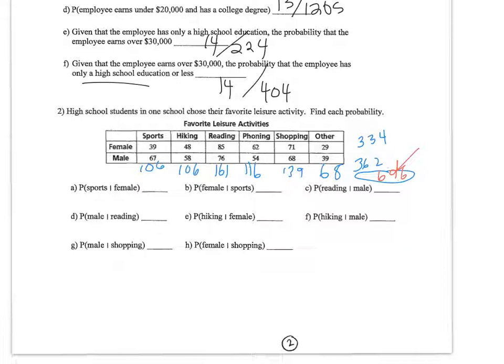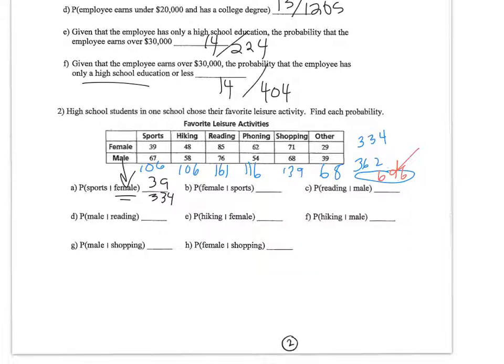So what this means right here is, what's the probability a student chooses sports as their favorite leisure activity given that they're female? The condition is that they have to be female. I always think about this as being my denominator. So the number of females is going to be my denominator. The total number of females is 334, the sum of this row. So I'm just going to pretend that's a denominator. And then the number who like sports, only the females, is 39.